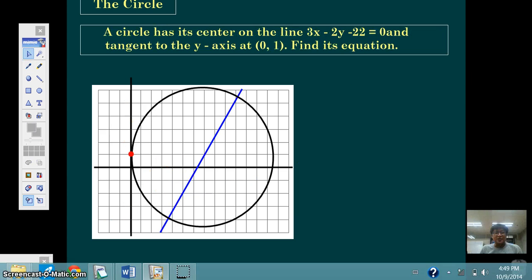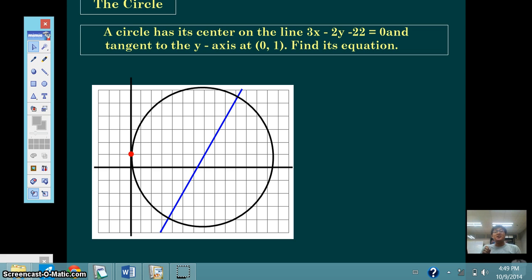Good day. Welcome back. Now let's answer another problem about the circle. A circle has its center on the line 3x minus 2y minus 22 equals 0. I have it graphed and plotted. It's the blue line. And the circle is tangent to the y-axis at the point (0, 1).